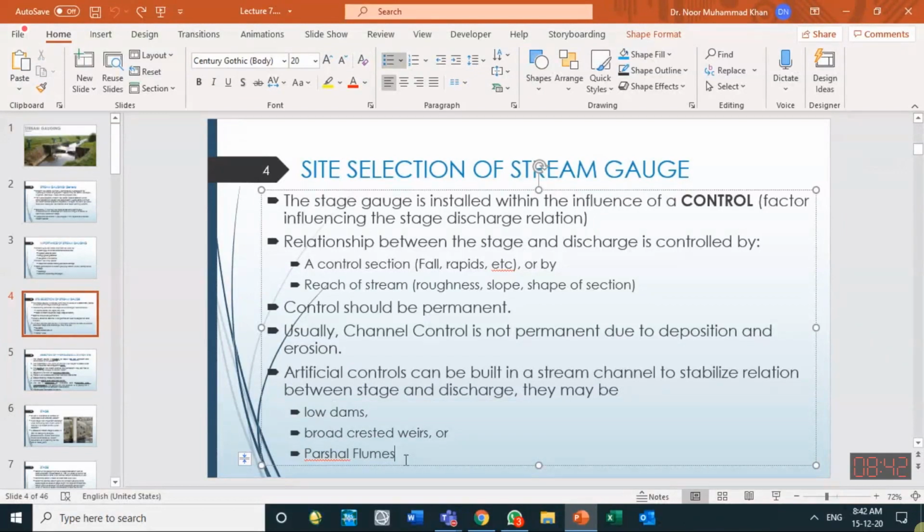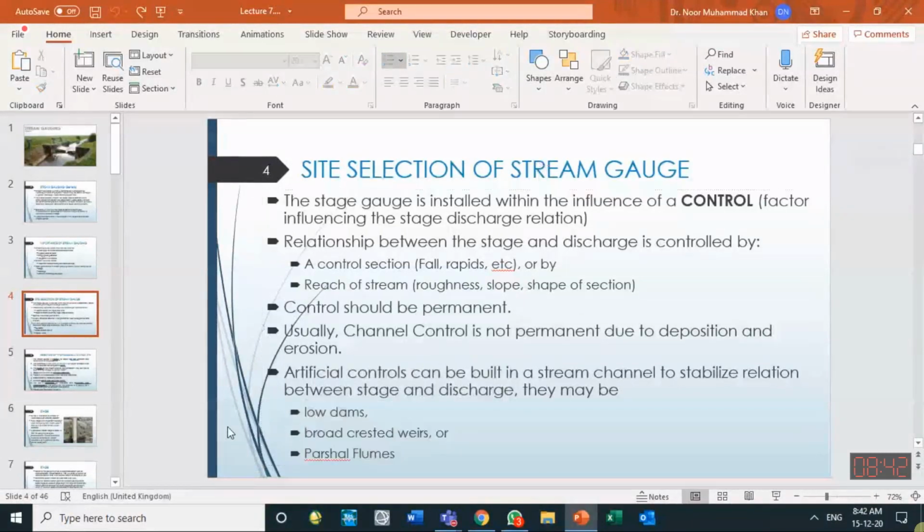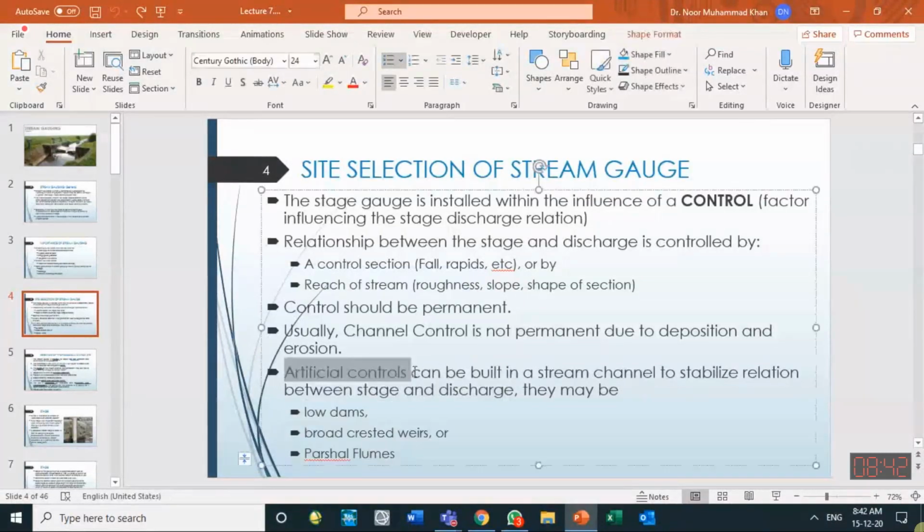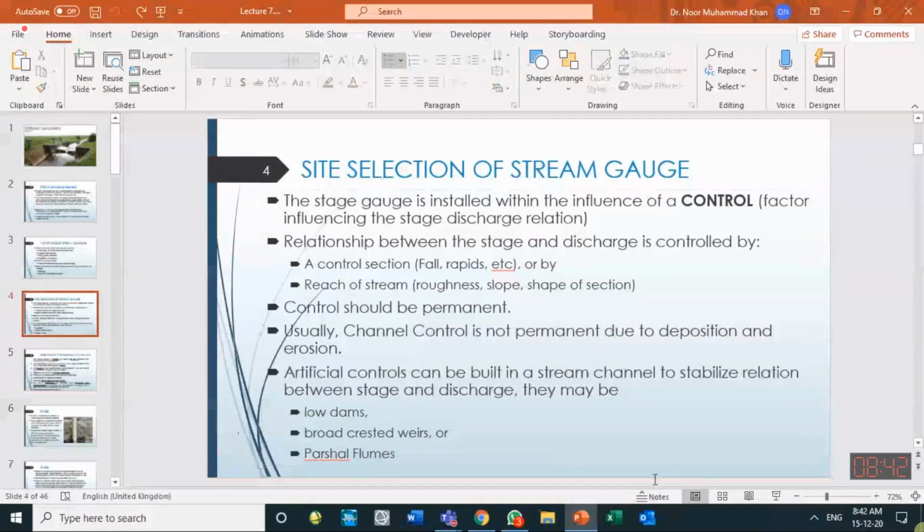A partial flume is a special kind of flume with a special shape. It contracts the cross-sectional width of the channel and gives it a steep slope so that a hydraulic jump is formed, and they can measure the discharge through this partial flume. So we should be able to construct such a structure if we want to install an artificial control in the channel.